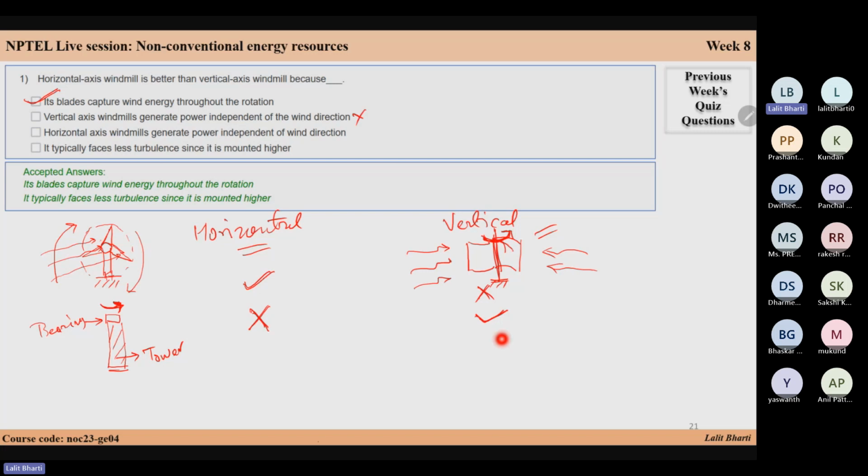The third option is: horizontal axis windmill generates power independent of the wind direction. So vertical.